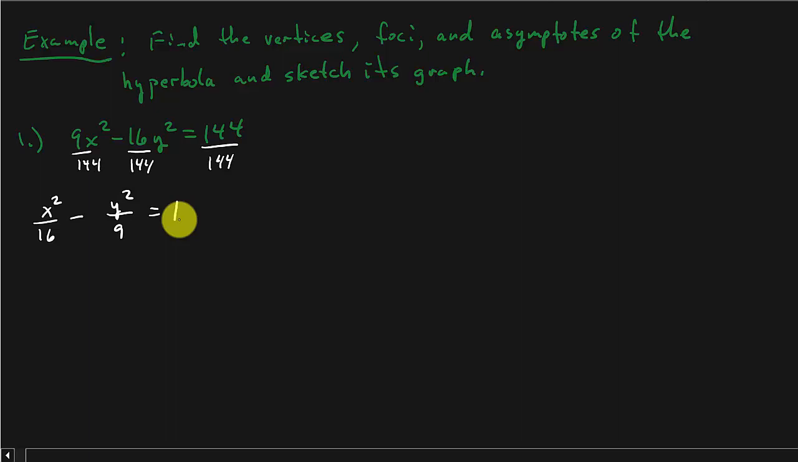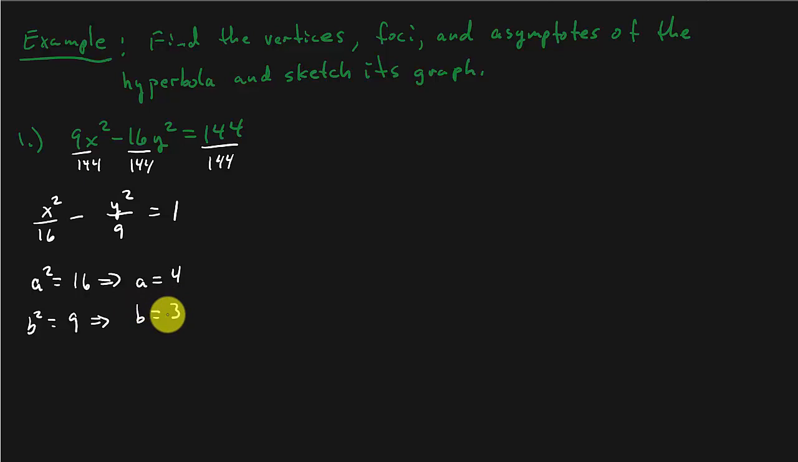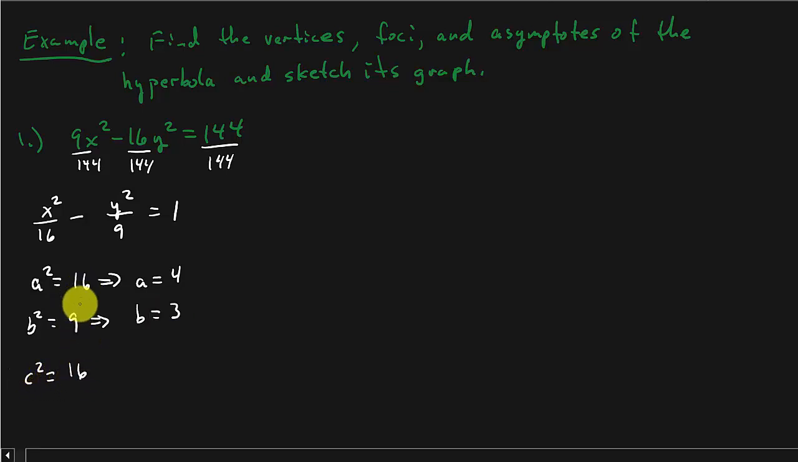Now, let me ask you this. Is your hyperbola going to open left and right, or is it going to open up and down? Well, which one's first? X squared is first, so it's going to open left and right. Okay? And so we see here a squared is equal to 16, which tells us a is equal to 4. B squared is 9, which tells us b is 3. And then let's go ahead and find c. So c squared is a squared, 16, plus b squared, which is 9, which is 25. So c is equal to 5.